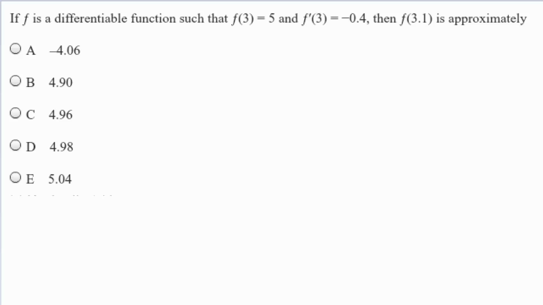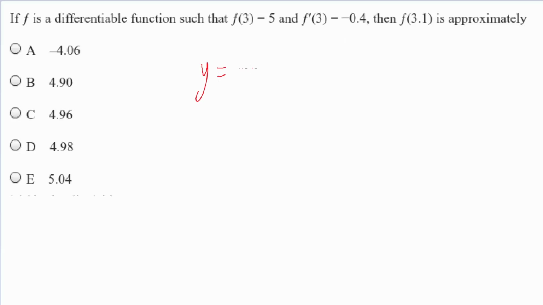Number 21 from the Barons. If f is a differentiable function such that f of 3 is 5, so we've got a point there, and f prime of 3 is negative 0.4, we've got a slope, then f of 3.1 is approximately, well, we've got a lot of options right around 5 as far as just looking at our choices. So what can we do with this point and this slope? Well, if we know a point and we know a slope, we can write an equation of a line. And in this case, it'd be the equation of a tangent line because we've got the slope at a point.